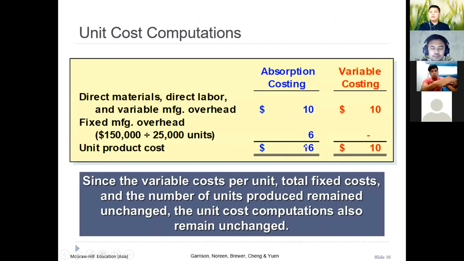What's the unit product cost under absorption? It includes everything. So 10 plus 6 is 16. What's the unit product cost under variable costing? It excludes the fixed manufacturing overhead of 6. So it is just 10. There's no additional 6. And since the variable cost per unit, total fixed cost, and the number of units produced remained unchanged, the unit cost computations also remain unchanged.